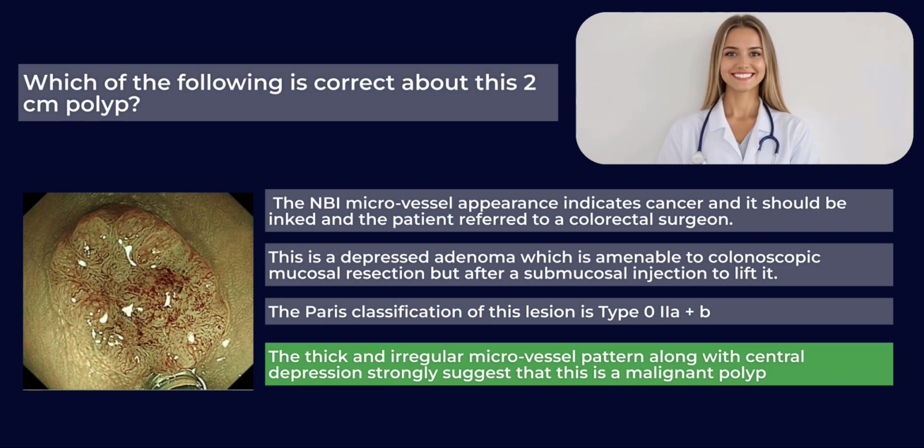This polyp indeed has NBI features highly suspicious for malignancy. The raised outer borders and center depression of the topography give it a Paris type 0-IIa+c classification, along with the microvessels in the depressed portion that are both thickened and in a highly disordered pattern, indicating advanced NICE 3 histology, likely an adenocarcinoma, not a NICE 2 tubular adenoma.